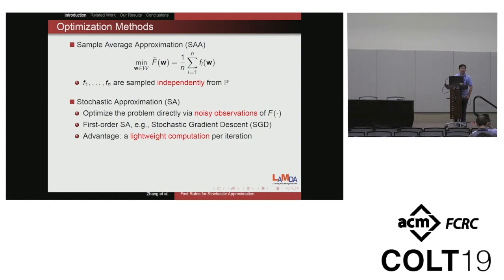A very famous method is SGD. I think everyone is familiar with SGD. The advantage of stochastic approximation is that it has a lightweight computation per iteration, so it could be very useful in practice. In this paper we consider the stochastic approximation. To measure the performance, we use excess risk, which is defined as the difference between F(W_T) and the minimal risk. Here, W_T is the solution returned after T iterations.